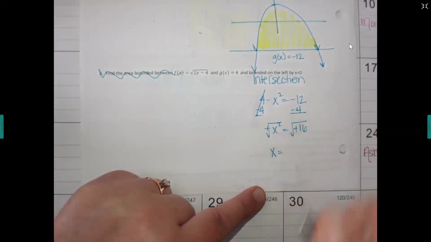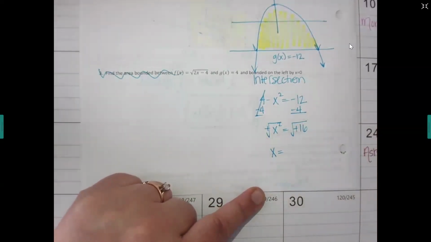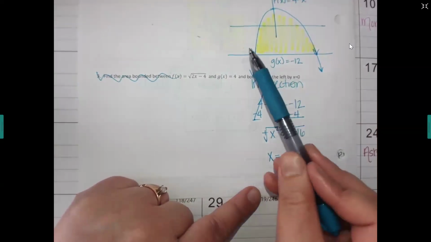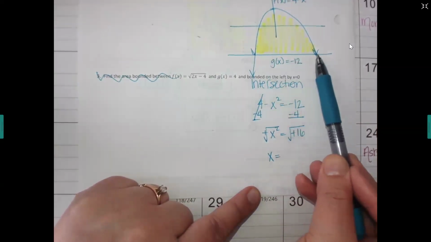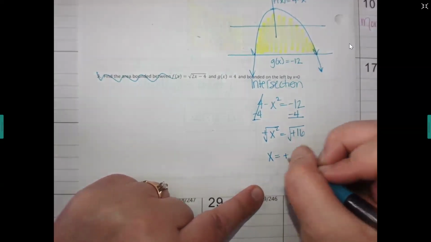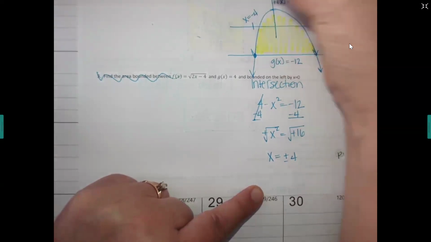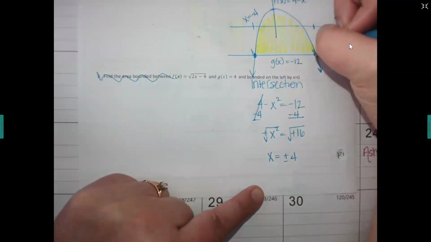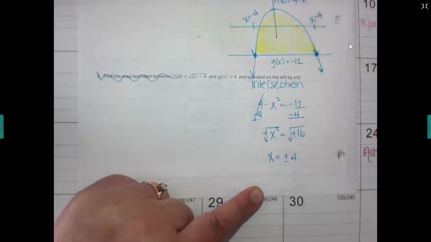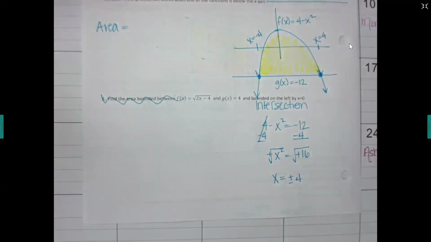And where is this going to intersect? At x equals what? Now, I see 2 intersections. So what do they both have to be? 4 and negative 4. Very good. So this one is going to be x equals negative 4. This one is x equals positive 4. All right, over here to the side, go ahead and set up your integral. Area equals. And then remember, it's going to be whatever the domain of your shaded region is, and then top minus bottom in the integral. So what are my boundaries going to be?